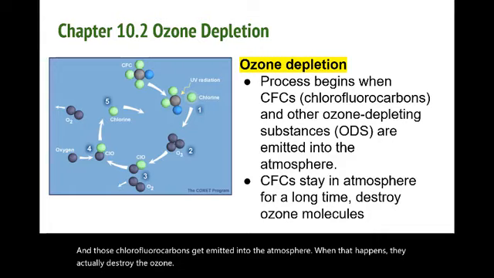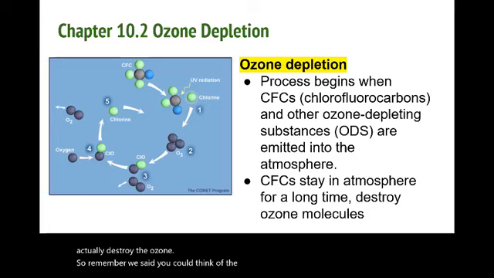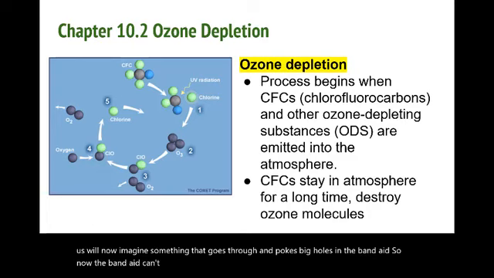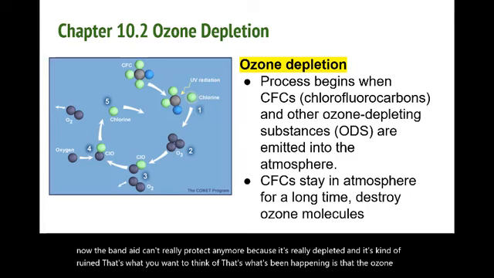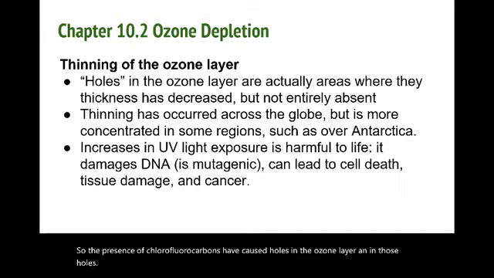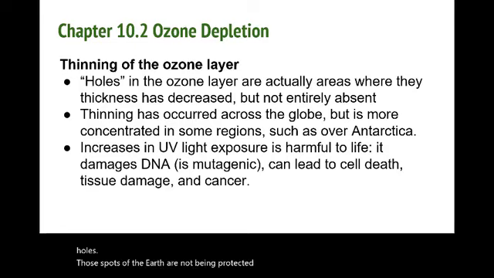So remember we said you could think of the ozone kind of like a Band-Aid that's protecting us? Well, now imagine something that goes through and pokes big holes in the Band-Aid. So now the Band-Aid can't really protect anymore because it's really depleted and it's kind of ruined. That's what you want to think of. That's what's been happening, is that the ozone was getting really, really depleted. So the presence of chlorofluorocarbons have caused holes in the ozone layer. And in those holes, those spots of the Earth are not being protected from the ultraviolet radiation.